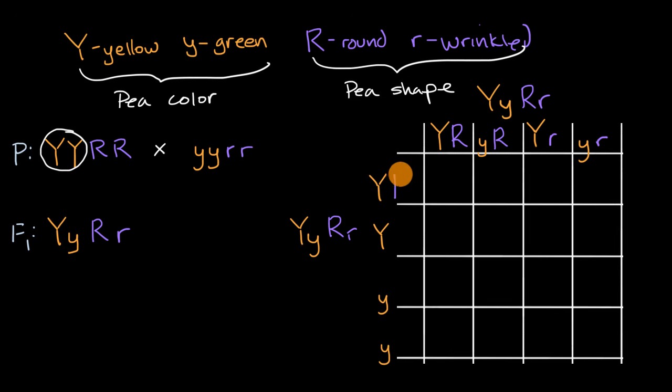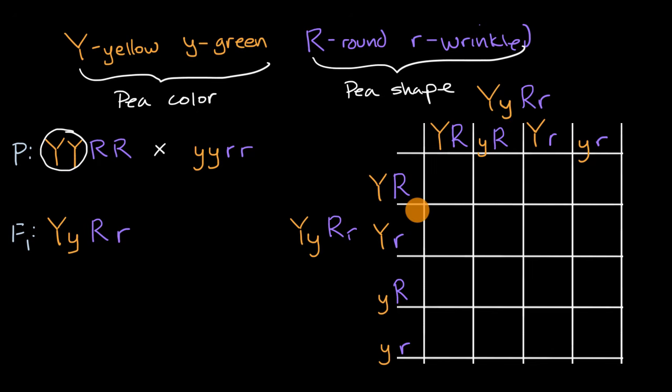And they could contribute a capital R in two of the scenarios, a round allele, or a lowercase r in two of the scenarios, a wrinkled allele. So you have all of the different combinations that each of them can contribute. And once again, whether you get the yellow or the green is independent of whether you get the round or the wrinkled. So these are all equally probable right over here.